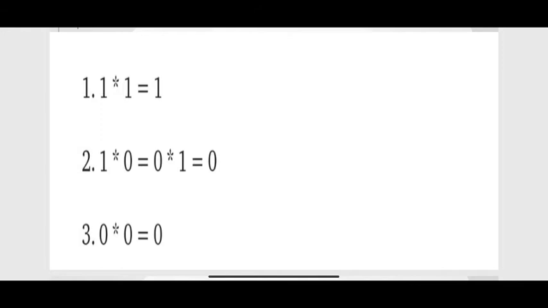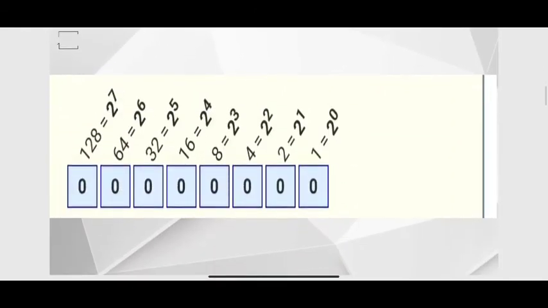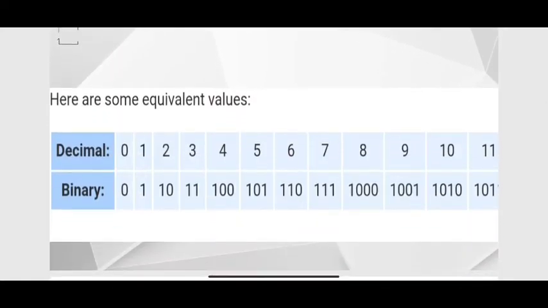Here is some info on how binary works. Binary is a counting system based on 2, so the column values are 1, 2, 4, 8, 16, 32, 64, and 128. Here are some equivalent values of decimal to binary. Decimal 0 is 0, 1 is 1, 2 is 1 0, 3 is 1 1, 4 is 1 0 0, 5 is 1 0 1, and so on.